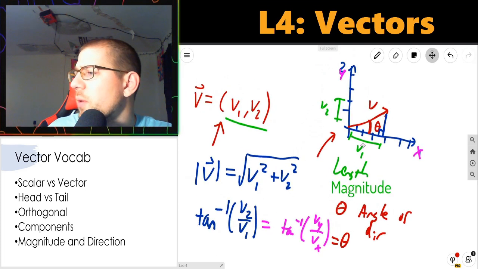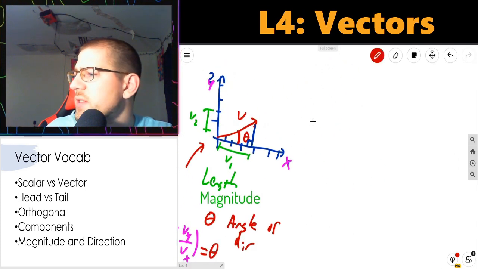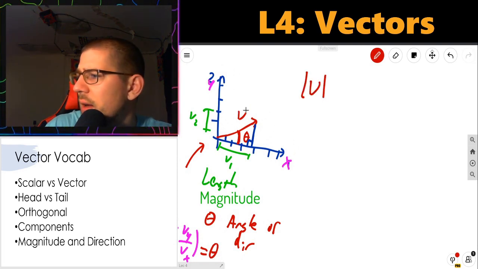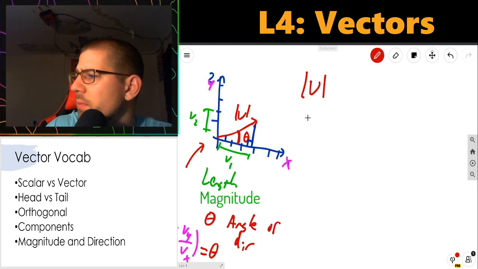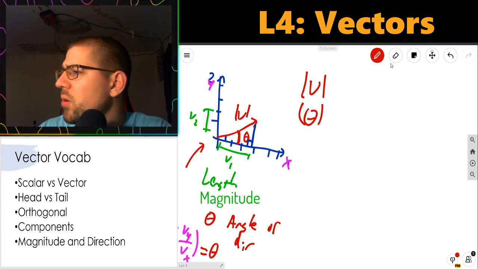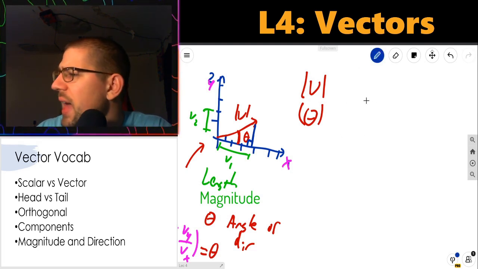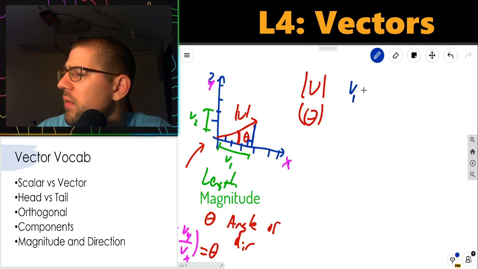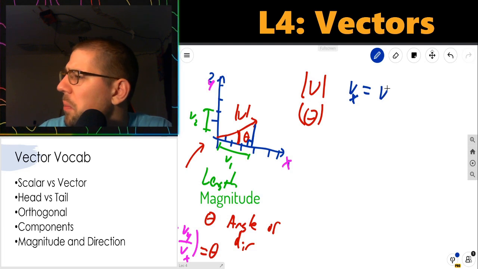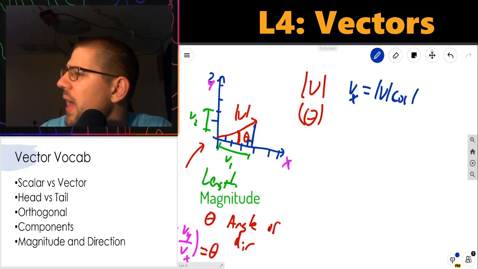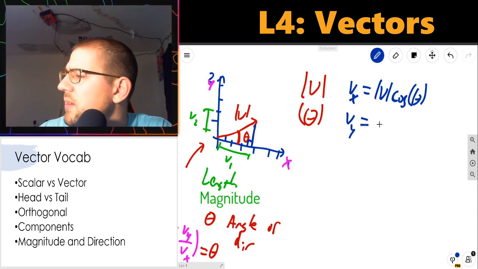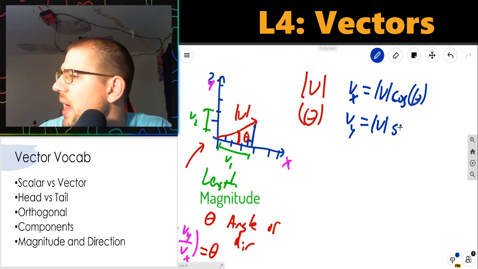If I want to go the opposite direction, let's look at that. Say I have this vector v, and I know its magnitude, this length here, and I know the angle. So I know the magnitude and the direction. To convert back, I have to do a little more trig. The x component, v1, or vx, is just going to be the magnitude of v times the cosine of the angle. The y component is going to be the magnitude of v times the sine of the angle.